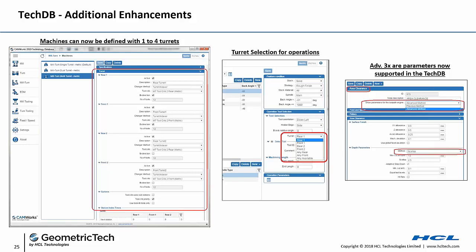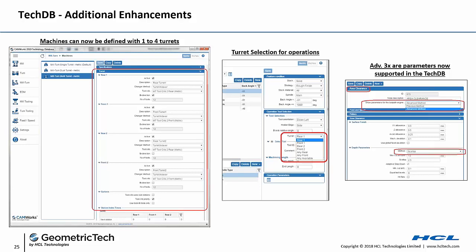You also see there in the center where we can select which turret you want to use for a given operation. So that's also available within the TechDB. You can now assign strategies and operations to a particular turret if you want to do that. As we add these enhancements, we're also, of course, making those available for automation within the TechDB.